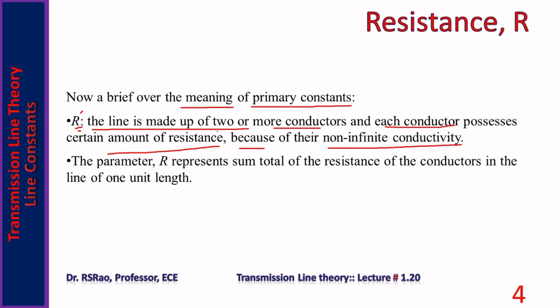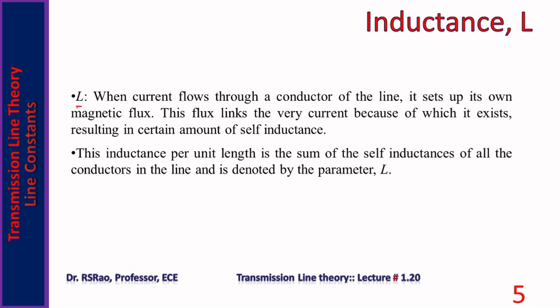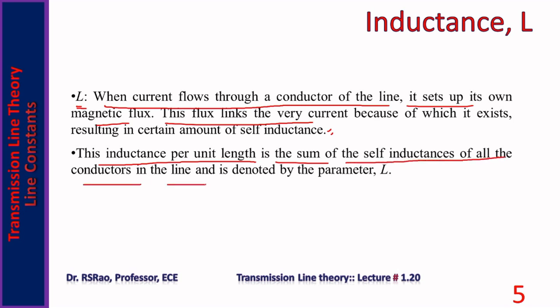R represents that resistance. The parameter R represents the sum total of resistance of the conductors in the line of 1 unit length. L represents inductance in a unit length of the line. When current flows through a conductor of the line, it sets up its own magnetic flux. This flux links the very current because of which it exists, resulting in certain amount of self-inductance. It is called internal inductance. This inductance per unit length is the sum of self-inductances of all the conductors in the line, and it is denoted by parameter L.